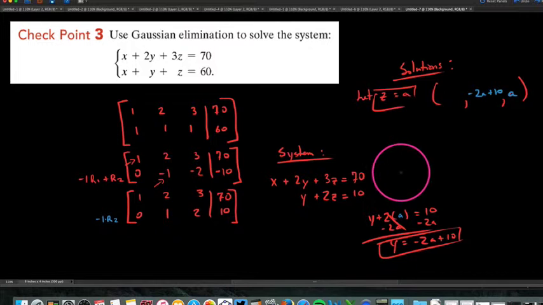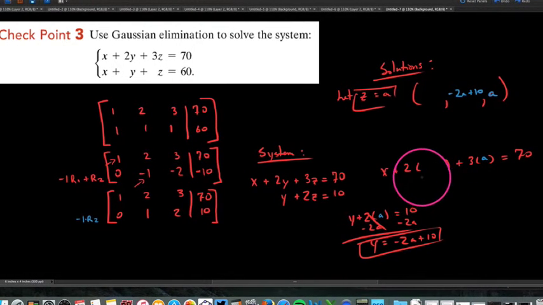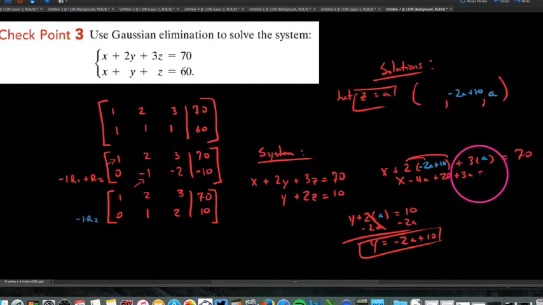And then we would say, plugging this back into the first equation with our z being equal to a, x plus 2 times y plus 3 times z is equal to 70, where z is equal to a and y is equal to negative 2a plus 10. So let's clean this up. We'll distribute first. We have x minus 4a plus 20 plus 3 more a's is 70. Combining our a's, we have x minus a single a plus 20 is equal to 70.